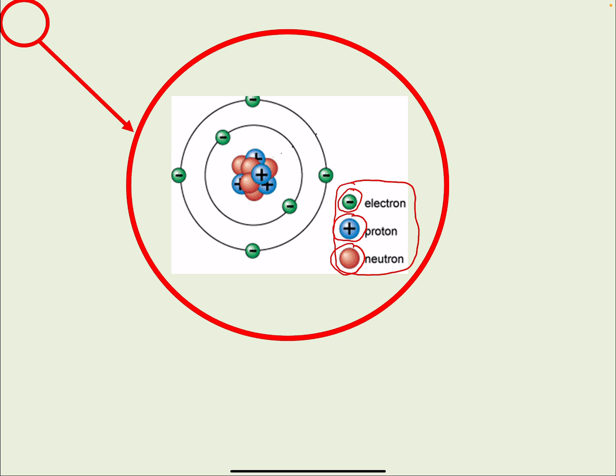So back to our success criteria, we had to remember the three things that are located inside an atom. There they are there. We had to name them, and we had to find out the charge on them. So they're all in that picture there. Electron's negative, proton's positive, and a neutron has no charge.